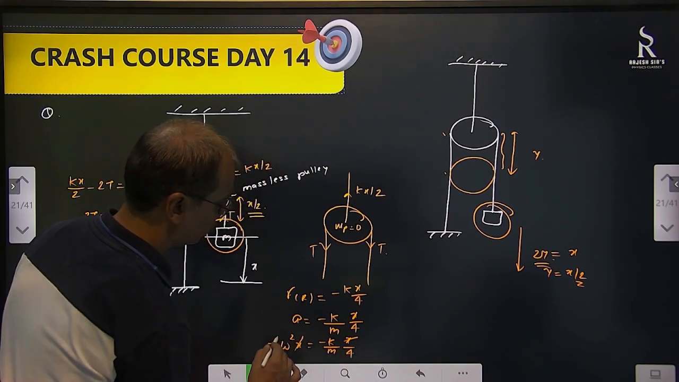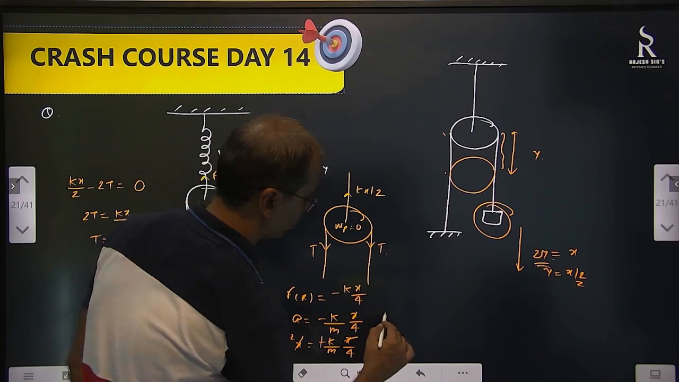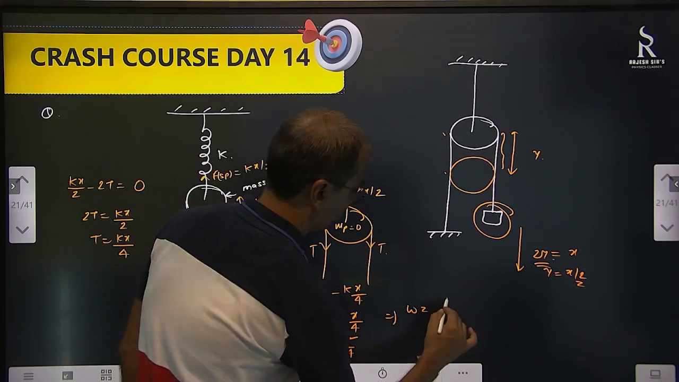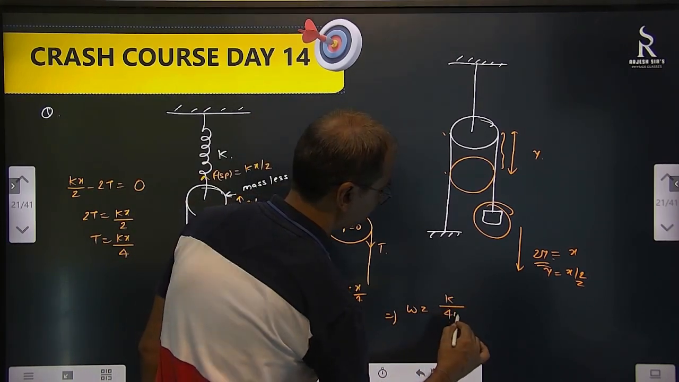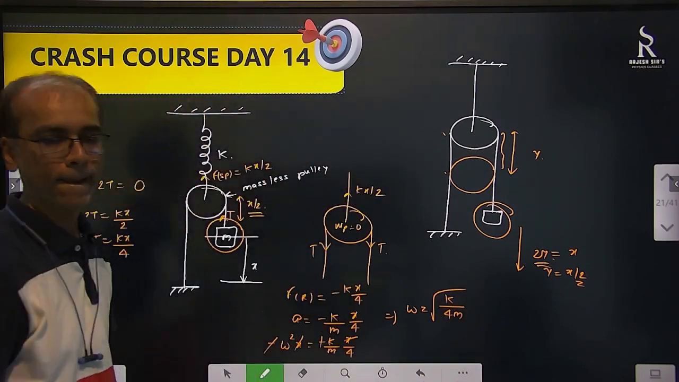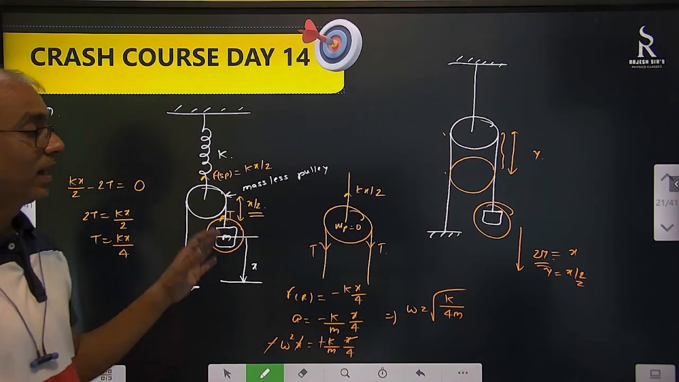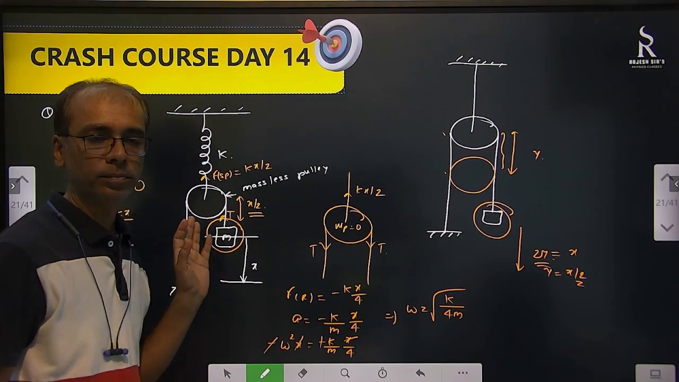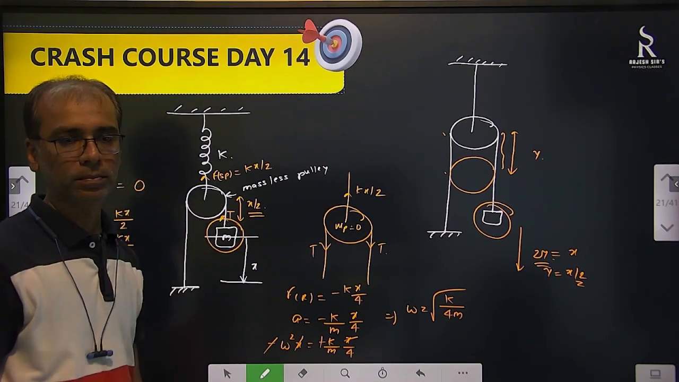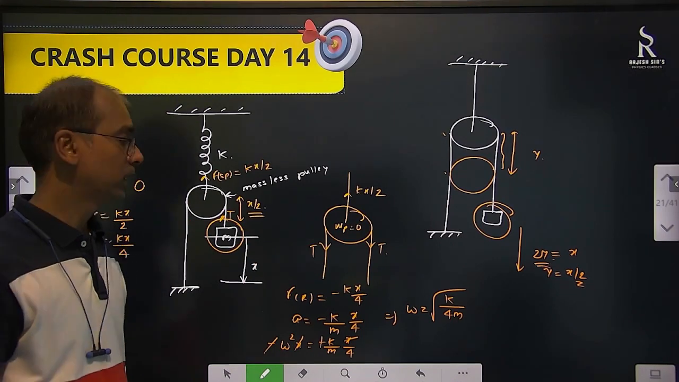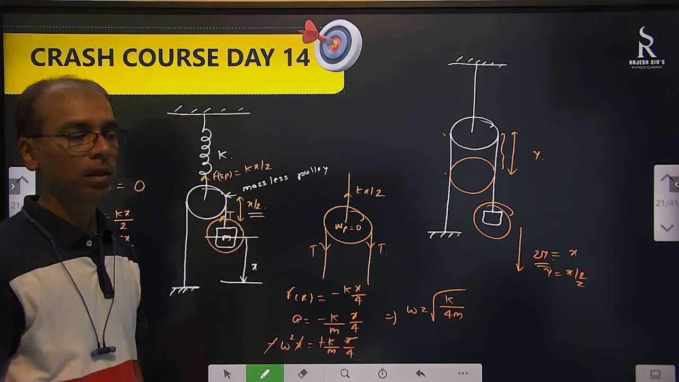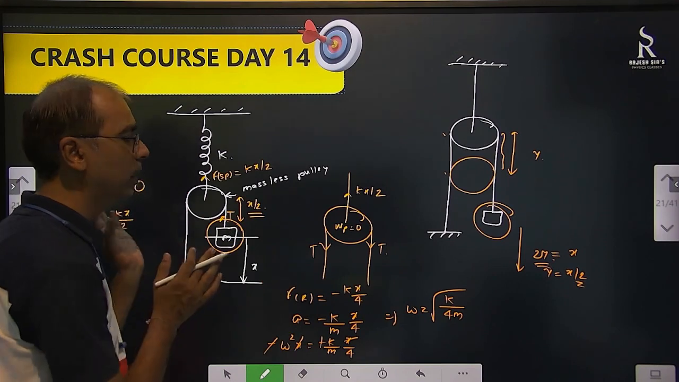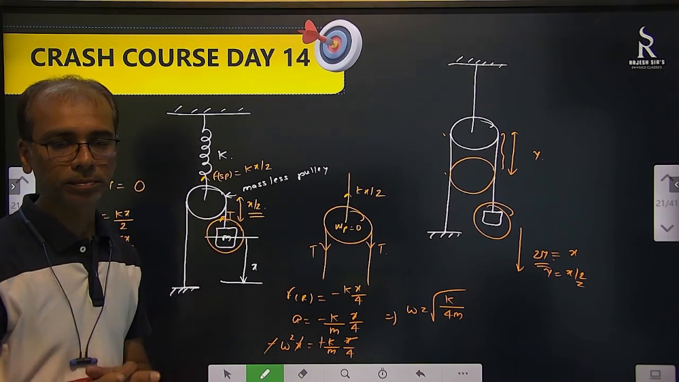X cancels, minus cancels, omega is equal to root k by 4m. That's it. Done. I saved at least 4 to 5 lines in this one by not finding the mean position. Without it I did, because I was searching for variable force. From whatever is given, from that I calculated the variable force and I solved.